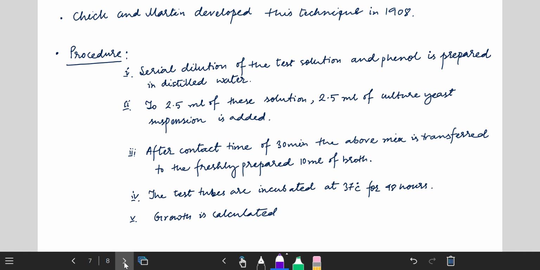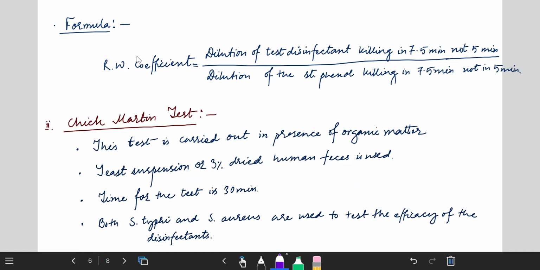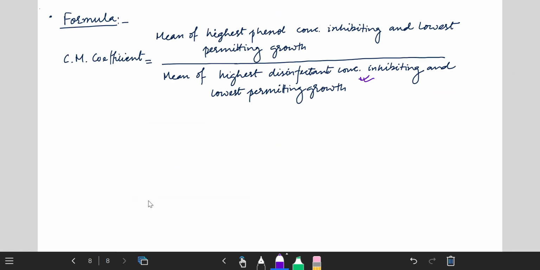Now growth is calculated. What is the formula? Chick-Martin coefficient is equal to the mean of the highest phenol concentration inhibiting and the lowest permitting growth, divided by the mean of the highest disinfectant concentration inhibiting and the lowest permitting growth. Okay, in the phenol coefficient, the test disinfectant was in the upper part, and in the case of the Chick-Martin test, the standard phenol concentration is in the upper part.